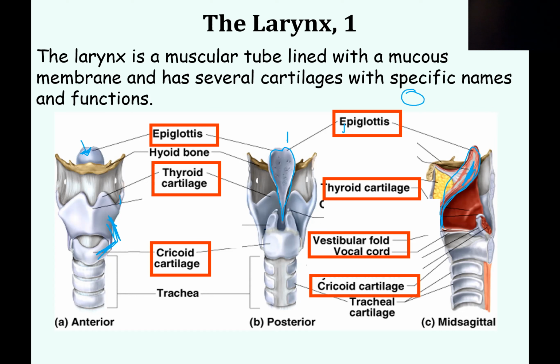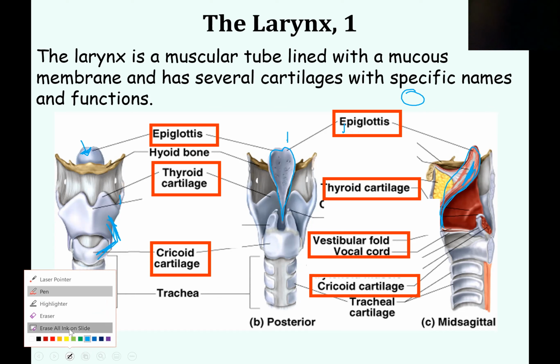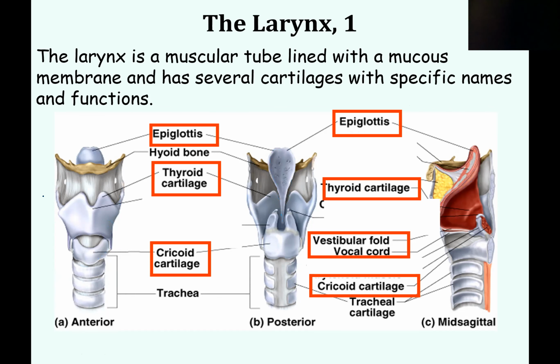The thyroid cartilage is a cuff rather than a circle, so it doesn't completely envelop. You can see the anterior view. You can see the posterior view where there's an edge. They didn't just cut that off. It doesn't completely wrap around.